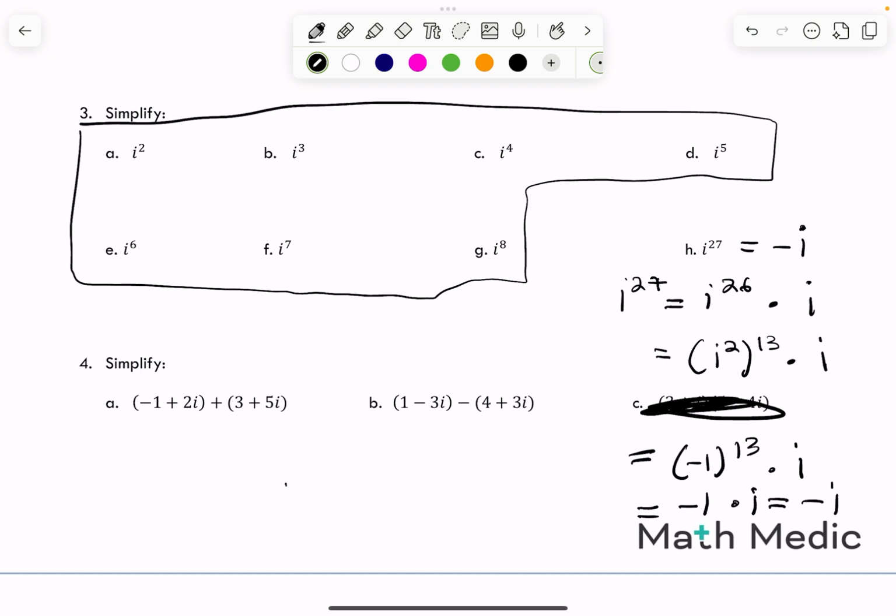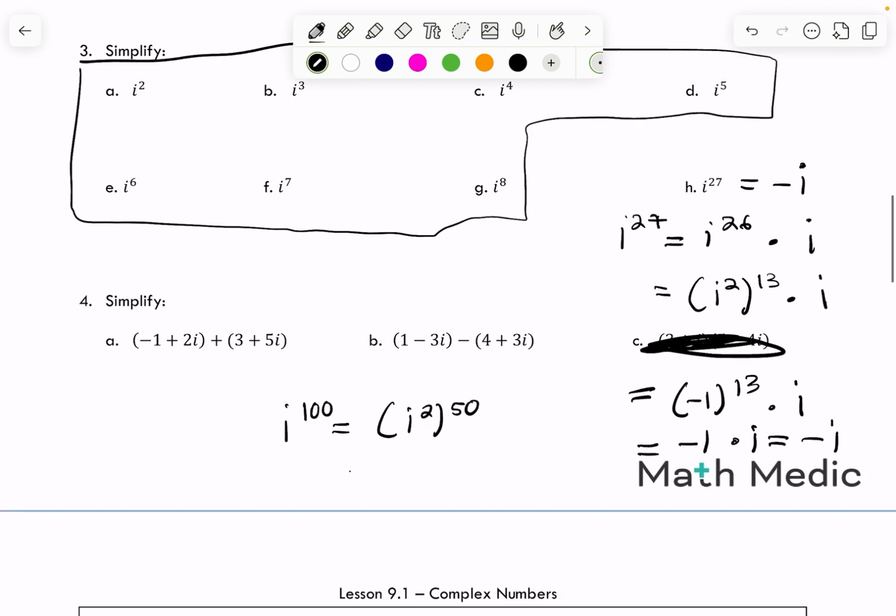Just to give you one more example, if I said i to the 100th, I would do i squared times 50, which is -1 to the 50th power. And if I multiply -1 an even amount of times, then I know my answer has to be 1. That's just another example.